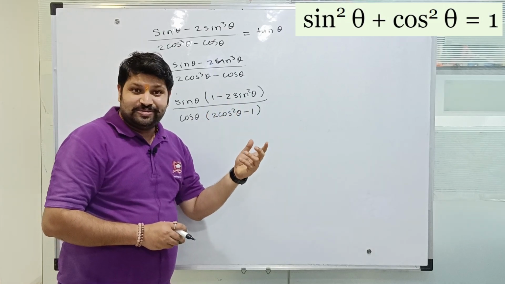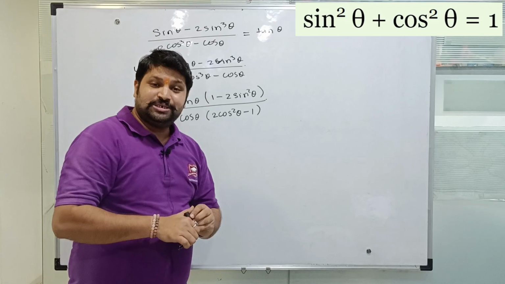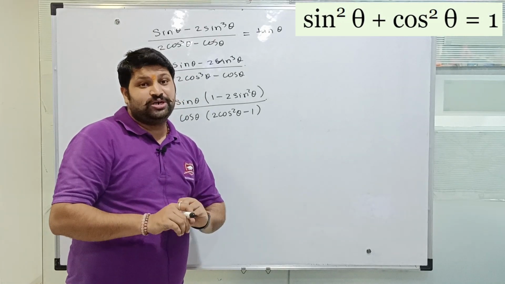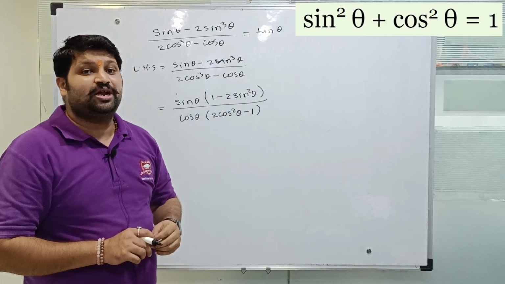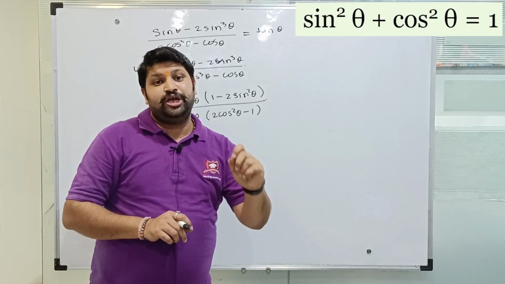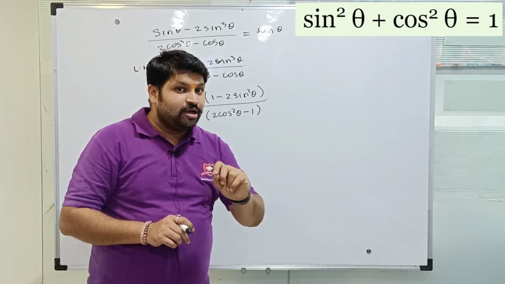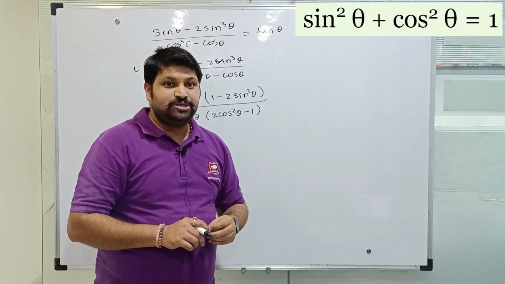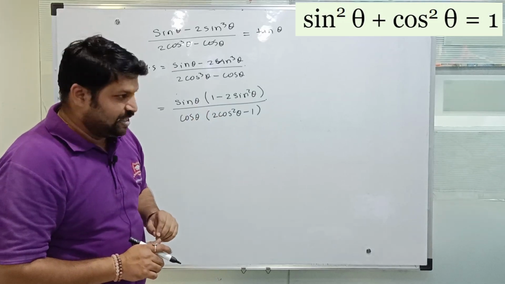How can I cancel them out? By equating them. While discussing this identity, I had told you that it is important for you to know where to replace sine square theta plus cos square theta by 1, and it is also equally important to know where to replace 1 by sine square theta plus cos square theta. This is one such example.